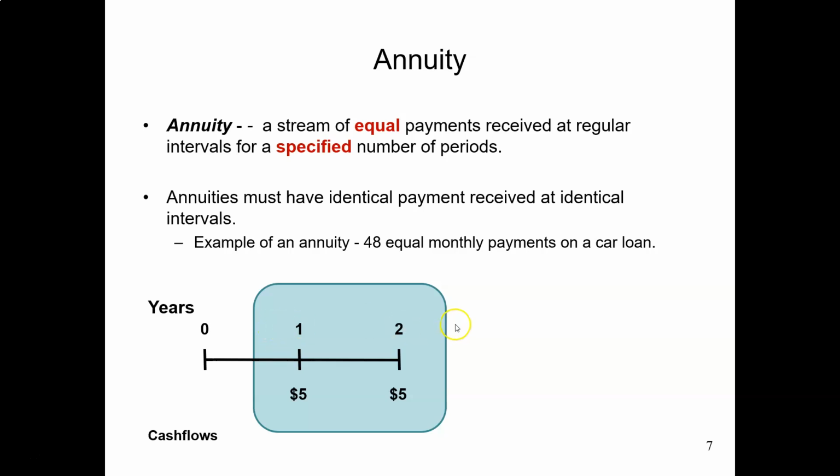Here in this video, I will talk about a more simple annuity cash flows. These two-period annuity cash flows will give you $5 1 year after and $5 2 years after.